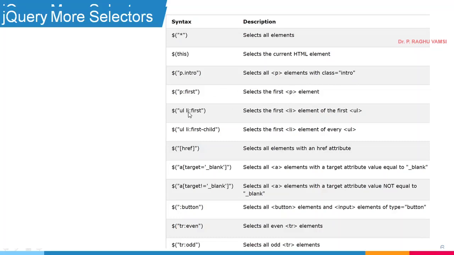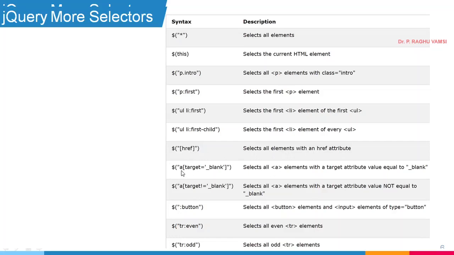Ul li:first means select the first list element of the first unordered list. Like that, ul li:first-child selects the first list element of every unordered list. Next, I want to indicate the href. Within the square brackets you write href, which selects all elements with the href attribute.